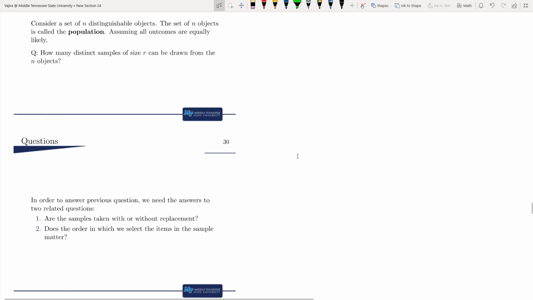So in order to answer the previous question, we need to answer two related questions. Are the samples taken with or without replacement? Does the order in which we select the items in the sample matter? So we need to know these two things: with or without replacement, and whether the order of selection is going to matter in this case. Once we know that, we can answer the question, how many different samples of size r can be drawn from the n objects.